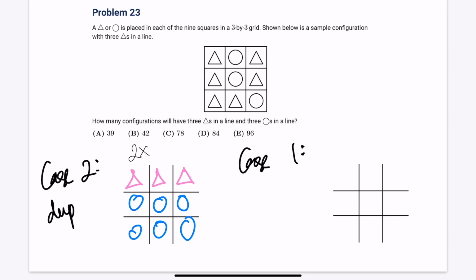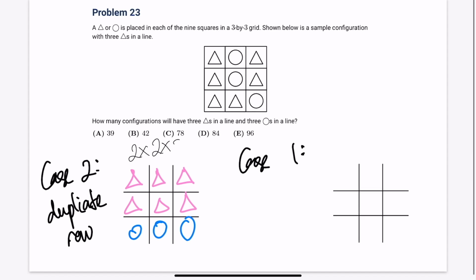So if there's a duplicate row, there are two ways to choose which shape you're going to have a duplicate of. You could have the two rows of circles as shown here, or you could have two rows of triangles. So we multiply by 2 again. And then there are three ways to rearrange these rows. So for example, there are three ways to choose where the circles could go. So that's multiply by 3 again. So this case gets you a total of 12.